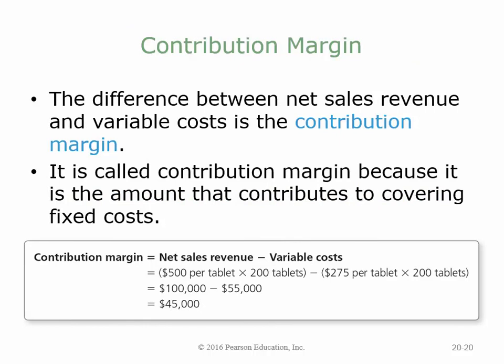So remember the income statement you've always done in the past, which is revenue minus cost of goods sold gives you gross profit, minus operating expenses gives you operating income, minus any non-operating expenses gives you net income. That'd be the more complex one. Now we're going to do contribution margin, which is net sales revenue minus variable costs gives us contribution margin, minus fixed costs gives us net income.